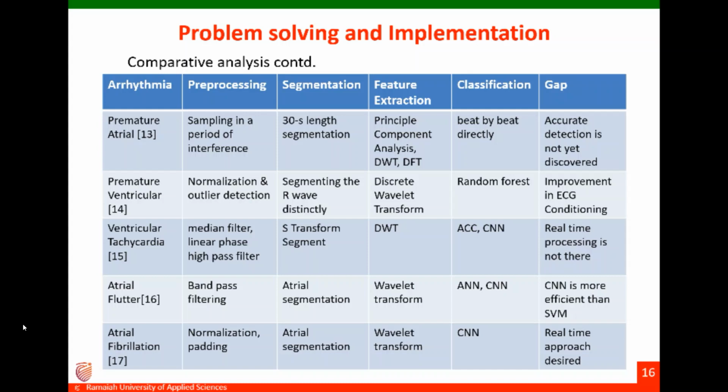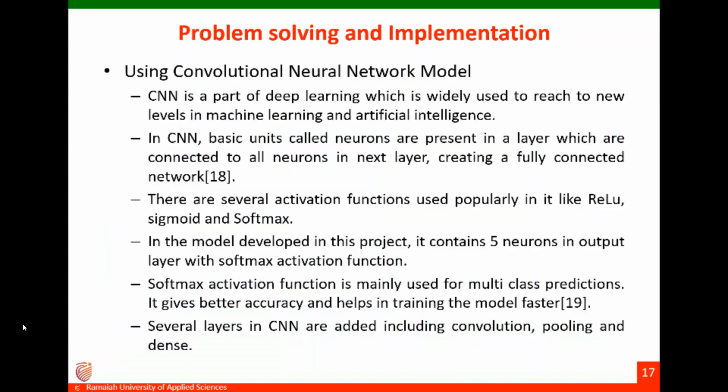Then atrial segmentation is used for the segmentation, wavelet transform for the feature extraction, and CNN for the classification. And it's still desiring the real-time approach from the ECG. Moving on to the next part. The next part is understanding the convolutional neural network model that is being used here.